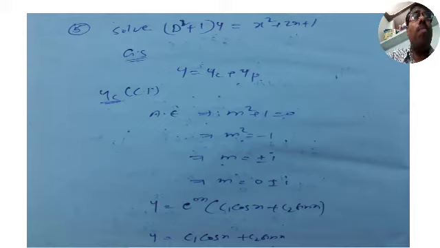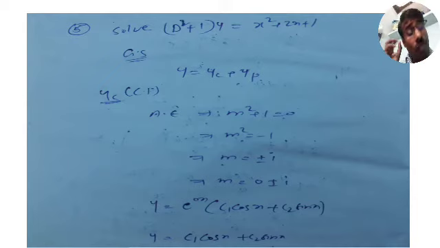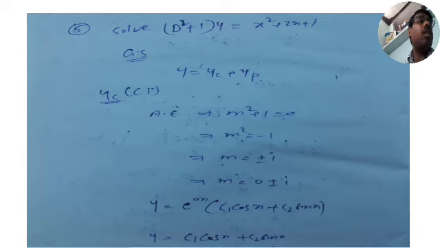Solve (D square plus 1) y is equal to x square plus 2x plus 1. The right hand side is x square plus 2x plus 1, which is of the x to the power of m form. So right hand side is x to the power of m, therefore it is method 3.